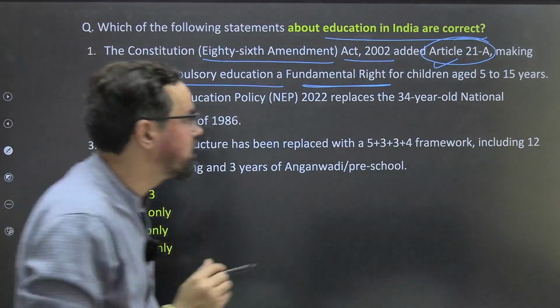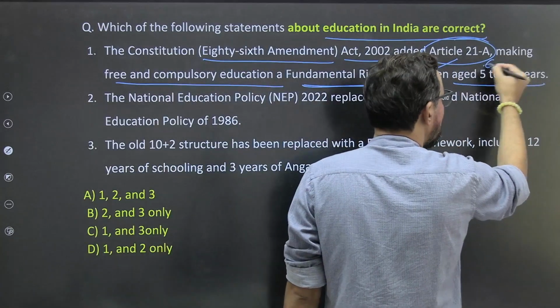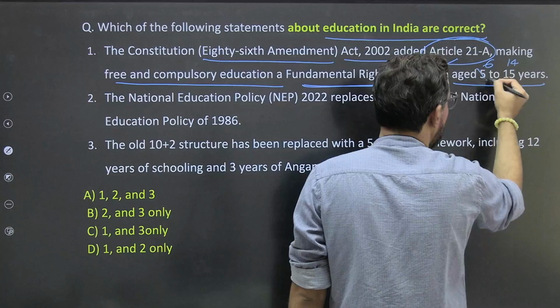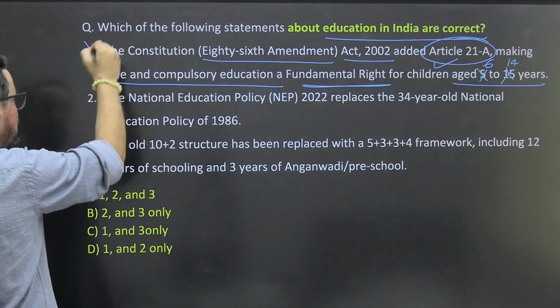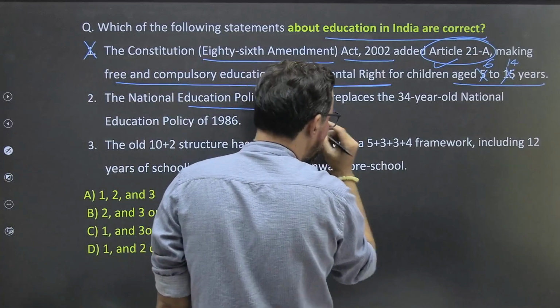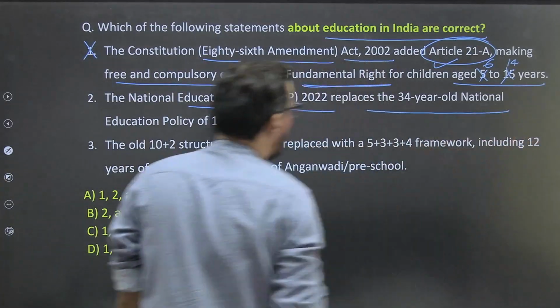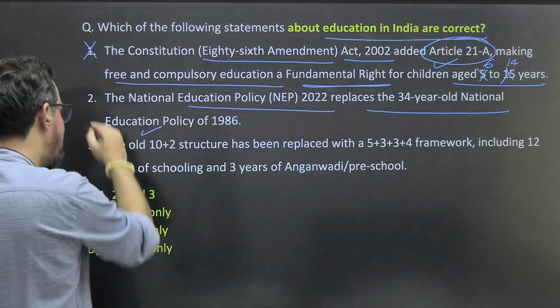Okay, the date or year is mentioned wrong here. It is 6 years to 14 years, okay? 6 to 14, not 5 to 15. So that makes statement 1 incorrect. The National Education Policy NEP 2022 replaced the 32-year-old National Education Policy 1986, 100% true.